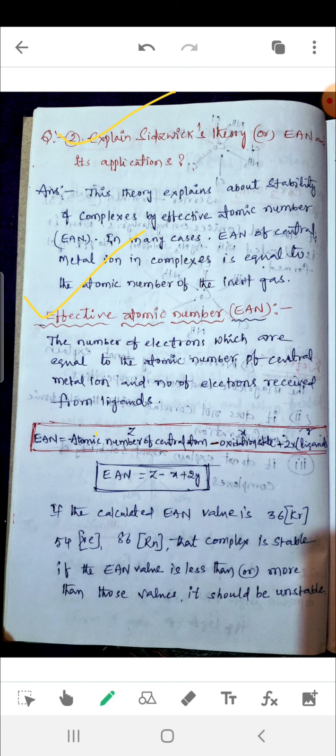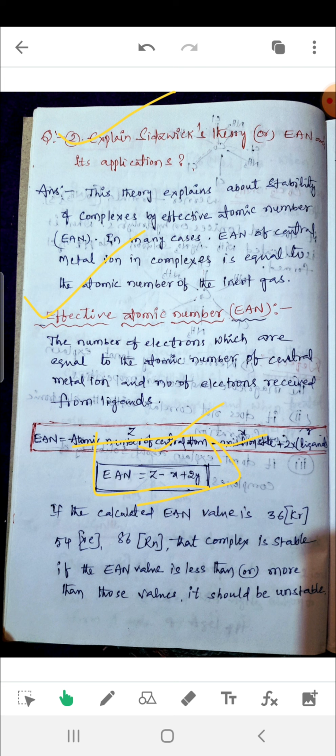Write down this simple formula here. This is EAN equals Z minus X plus 2Y, where X equals the oxidation number. Earlier we mentioned how to find out the oxidation number, so in that manner you have to find out the X value. Here, already earlier we mentioned the Z value. What is Z? Z is the atomic number of the central atom.